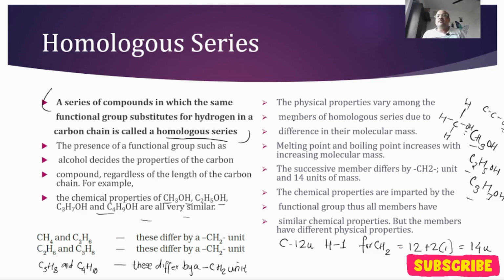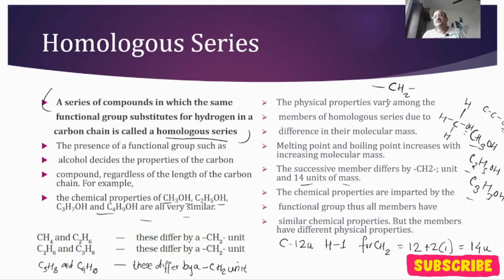Now, what about the physical properties? The physical properties vary among the members of a homologous series. Why will they vary when the chemical properties are the same? The physical properties vary because there is a difference in molecular mass between the compounds. The molecular mass differs by a methylene group, CH2. Successive members differ by a CH2 unit and 14 units of mass.